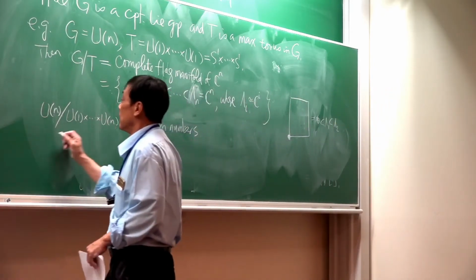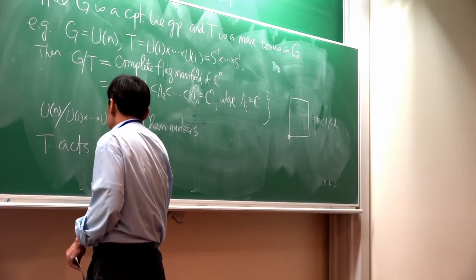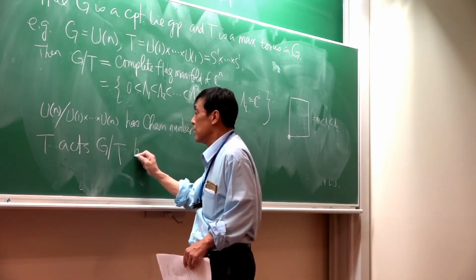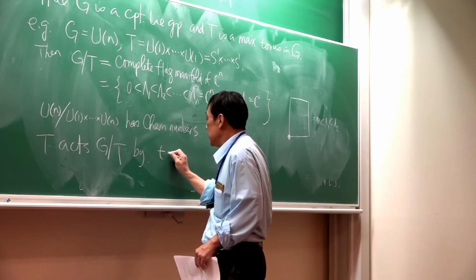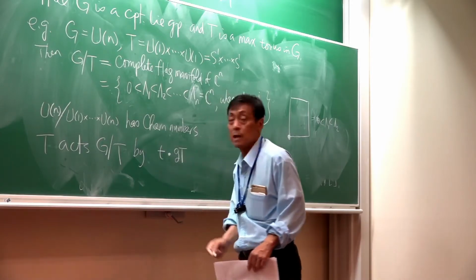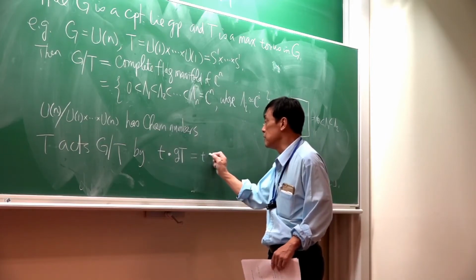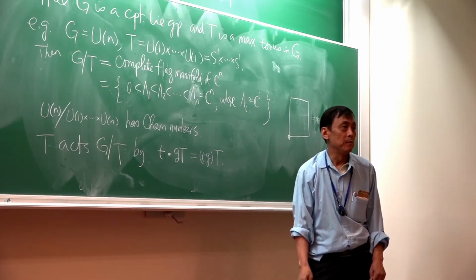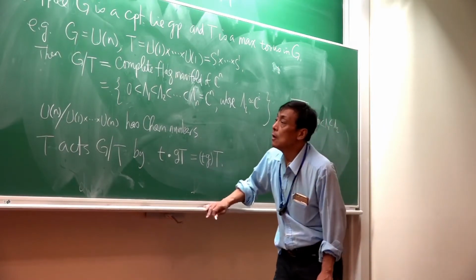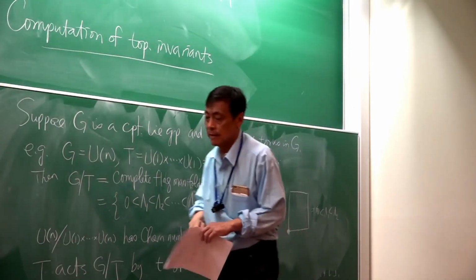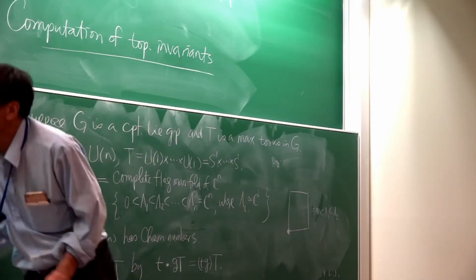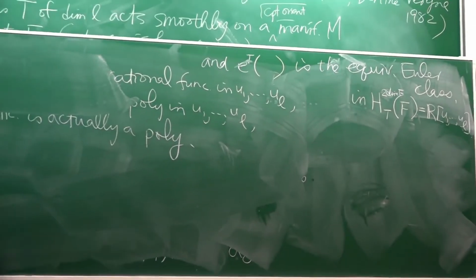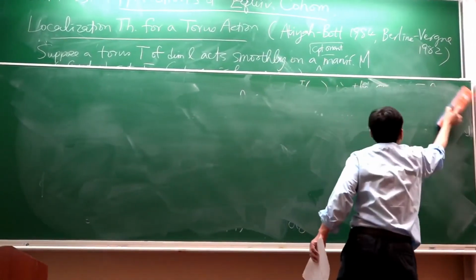And on the homogeneous space, you have an action of the torus T. T acts on G mod T by t applied to gT is tgT. Okay? So that's an action of the torus on the homogeneous space. And let's compute the fixed points.